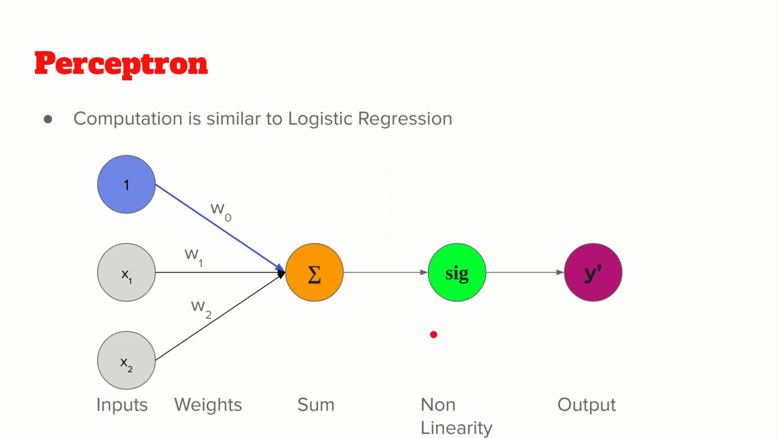Then we'll apply a non-linearity, or non-linear function, on this weighted sum that we have calculated. That will give us the output y prime. The non-linear function that we are using in this case is again a sigmoid function. So you can see over here y prime is equal to sigmoid of w0 plus w1 x1 plus w2 x2. This is the weighted sum that we calculated, and then we apply a sigmoid non-linear function to get y prime over here.